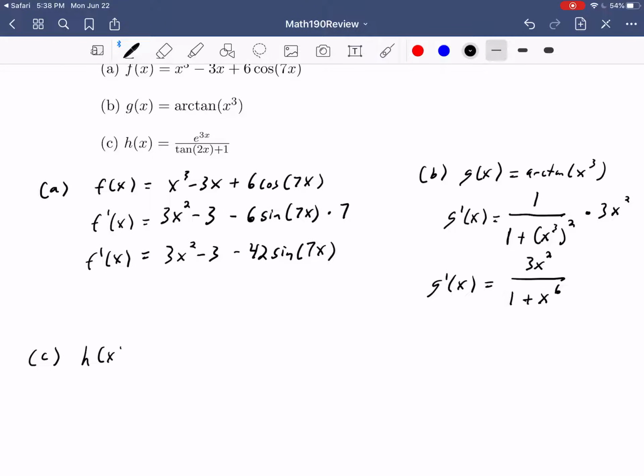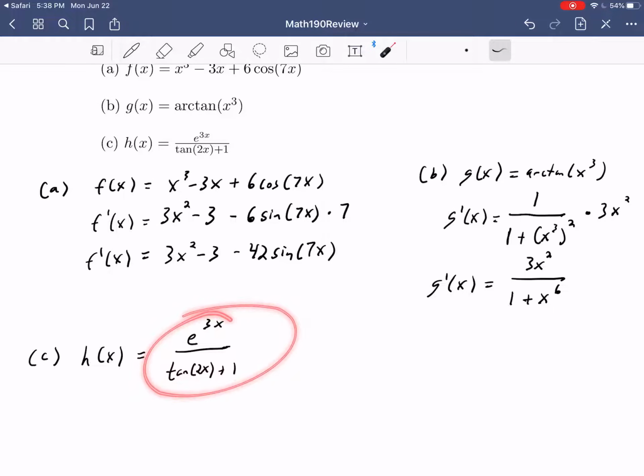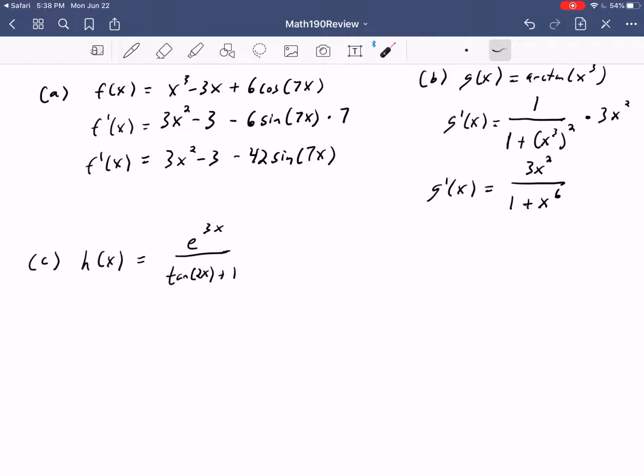We have h of x, which is equal to e to the 3x over tan 2x plus 1. Notice we can clearly see that we're going to have to use quotient rule here because we have a fractional expression. Also notice that we'll have chain rules whenever we differentiate e to the 3x and tan 2x there. So h prime here, we've got to differentiate the numerator first. We're going to get e to the 3x, but then the derivative of the inside is going to be 3. So it looks like we should get 3e to the 3x.